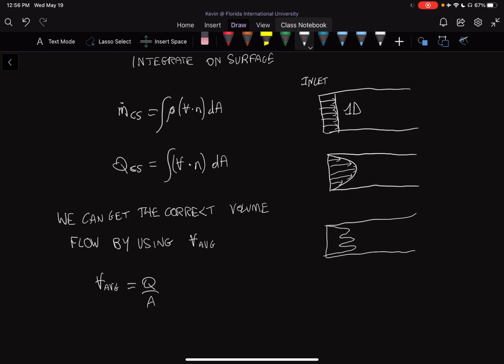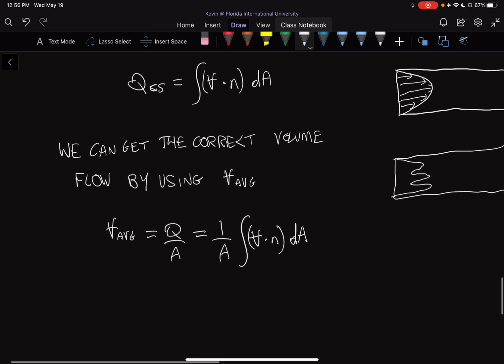And we wrote right above that Q is equal to the integral of V dot n dA. So we can say that V average is equal to 1 over A times the integral of velocity in the normal direction times dA. So we can find V average that way. We can average velocity by finding the velocity profile throughout the area. If we can draw the profile, we can then do an integral of that profile and find the average velocity.